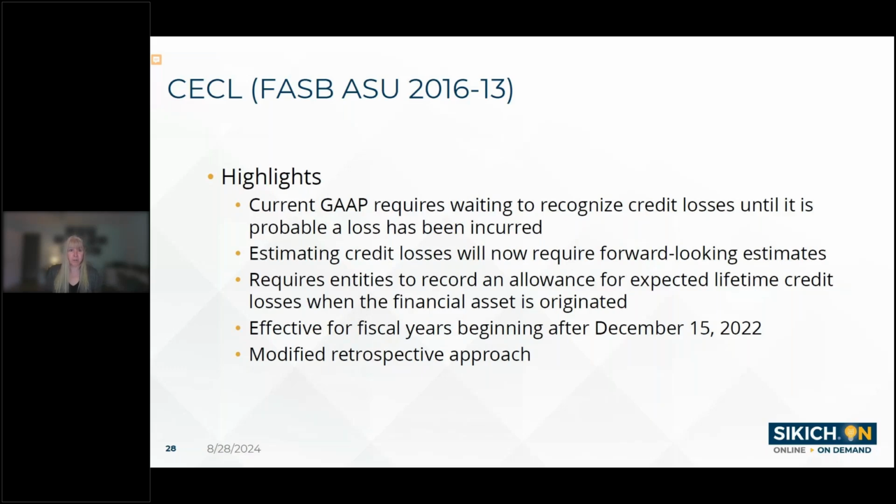This is effective for 2023 calendar year ends and fiscal 2024 year ends. So several of our clients are now implementing the standard, or perhaps you're still preparing and need to know a little bit more about how CECL is going to impact your organization, so you're in the right place. In terms of implementation, this will require a modified retrospective approach.